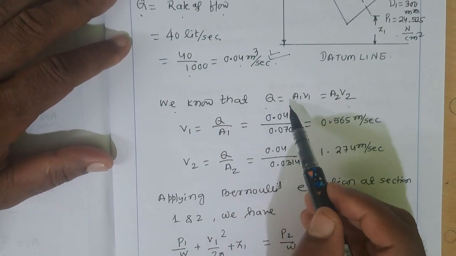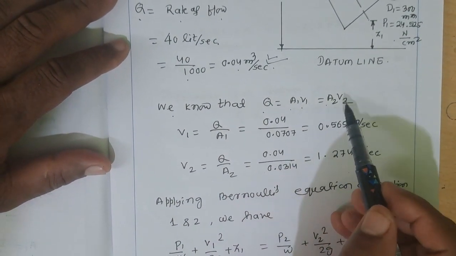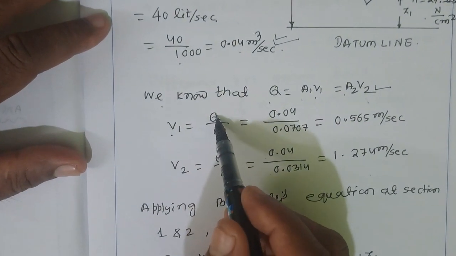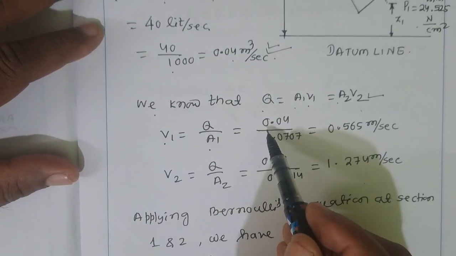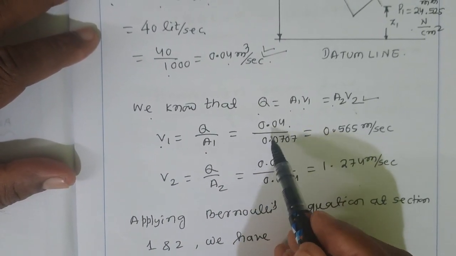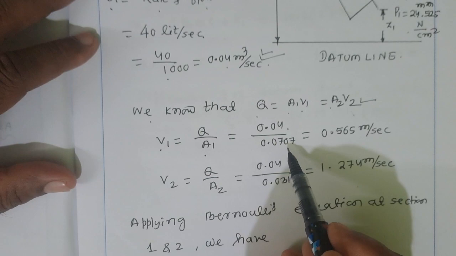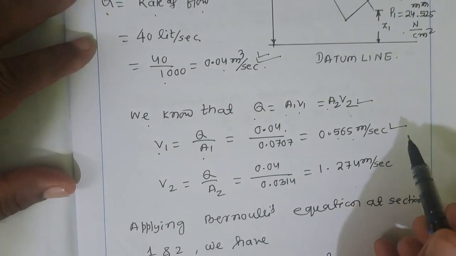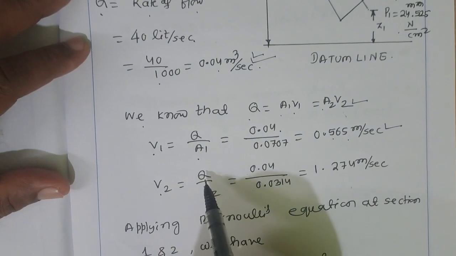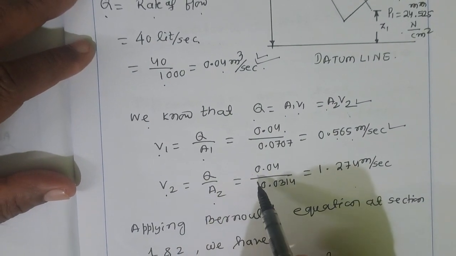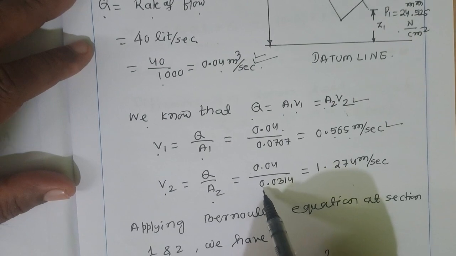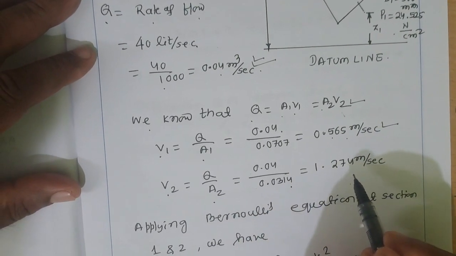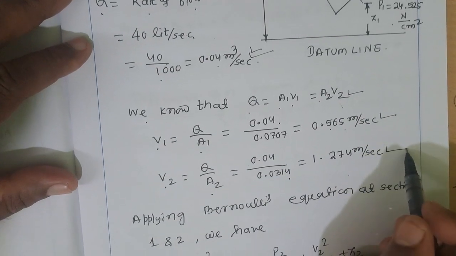We know that Q is equal to A1 V1 is equal to A2 V2. Therefore, V1 is equal to Q by A1 is equal to 0.04 divided by 0.0707 is equal to 0.565 meter per second. V2 is equal to Q by A2 is equal to 0.04 divided by 0.0314 is equal to 1.274 meter per second.